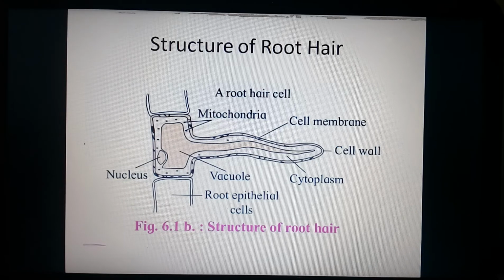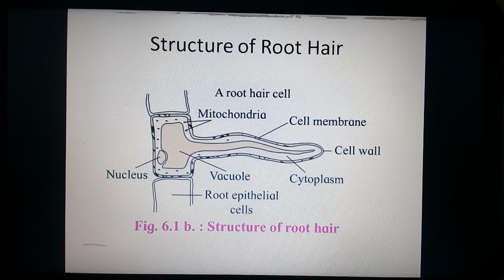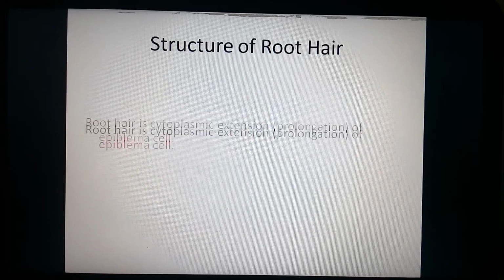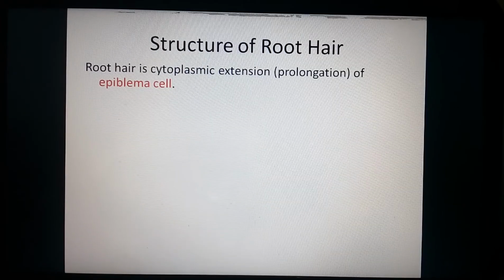The cell wall of the root hair shows 2 different layers. The outer layer of the cell wall is formed with the help of pectin, and the inner layer of the cell wall is formed with the help of cellulose. Now you can revise all these things about the structure of root hair.